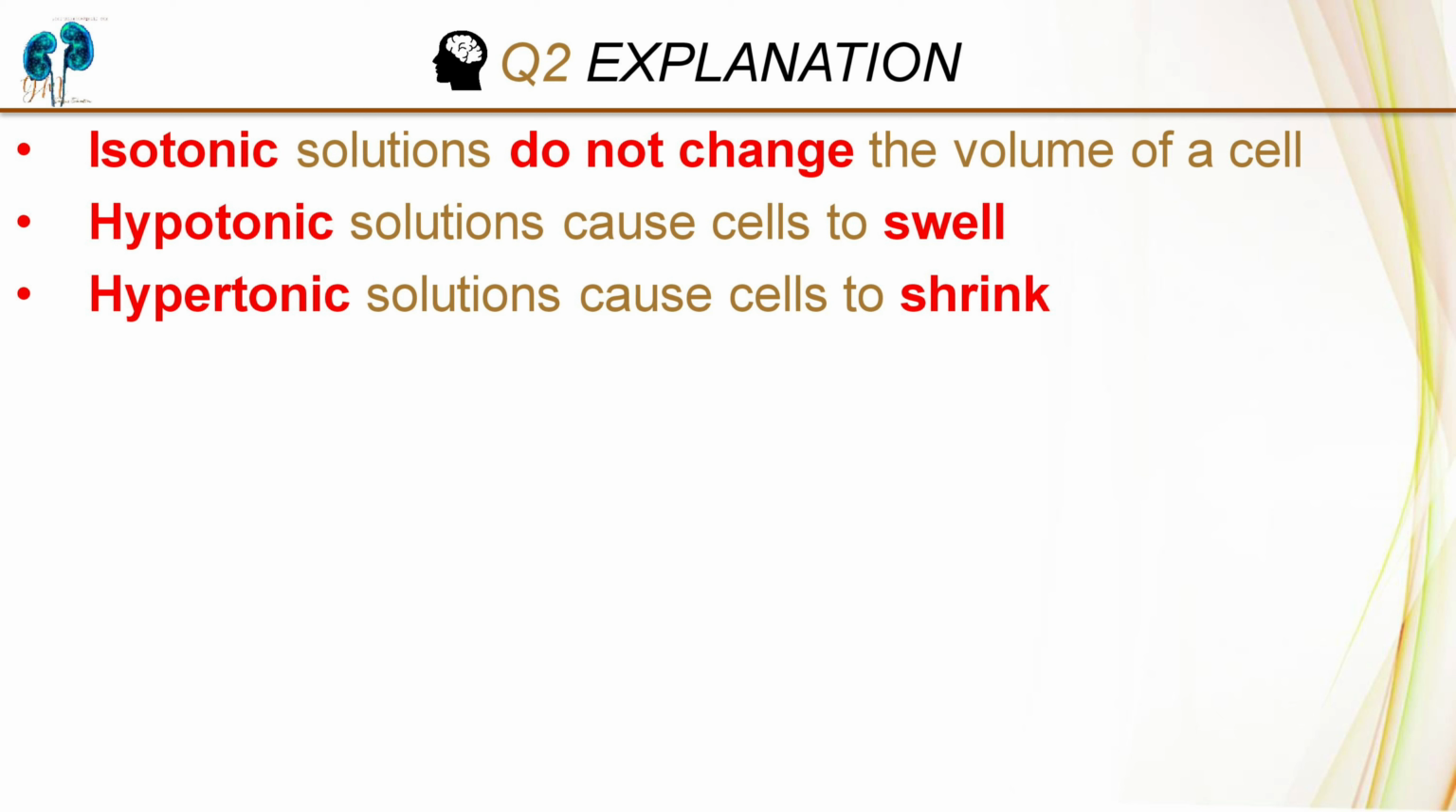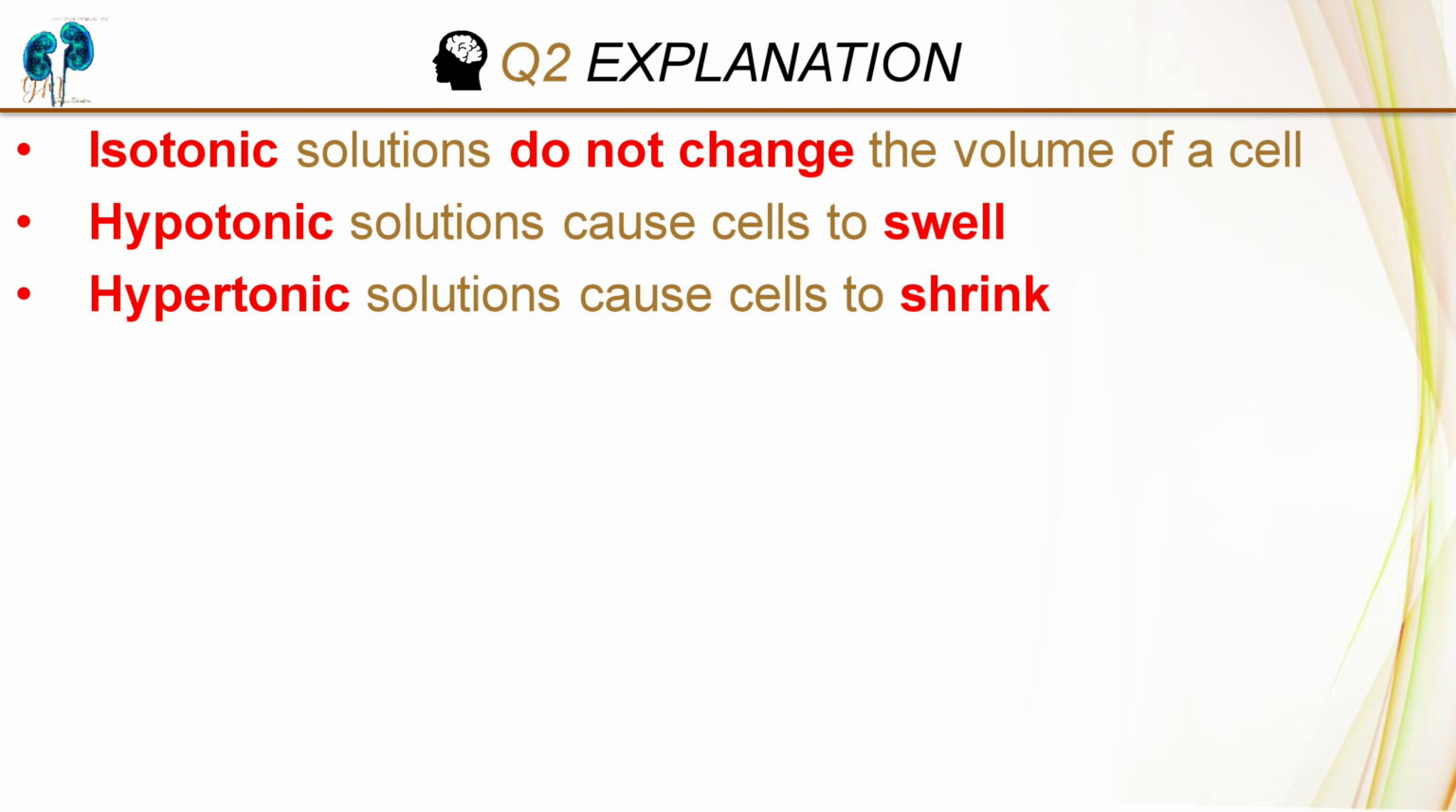So here what we understood, in an isotonic solution, both intracellular and extracellular concentrations of impermeable solute are the same. So there is no osmosis because the concentration gradient is not there and equilibrium is reached, so there is no net movement. So an isotonic solution does not change the volume of the cell. What will happen in a hypotonic solution?